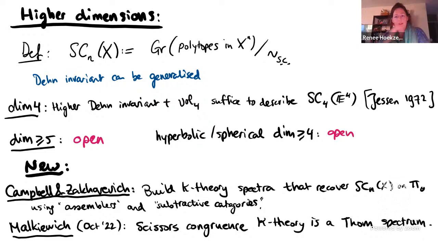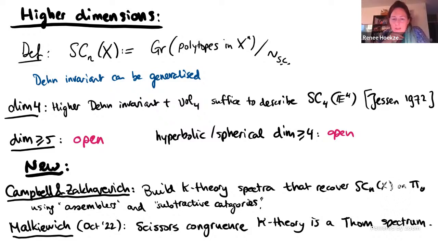So very recent mathematics is trying to approach this question again, or at least working with the scissors congruence groups. Campbell and Zakharevich built K-theory spectra that recover these scissors congruence groups on polytopes, using things called assemblers and subtractive categories. So this is really like a categorification of these scissors congruence groups.